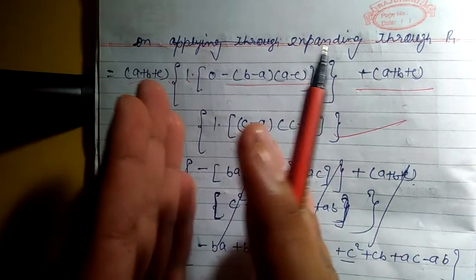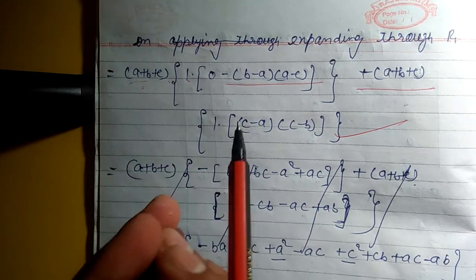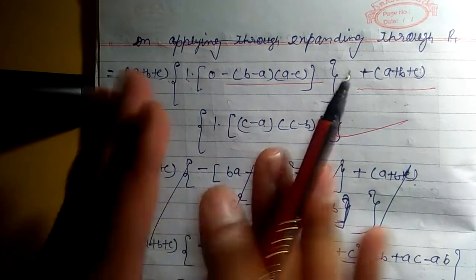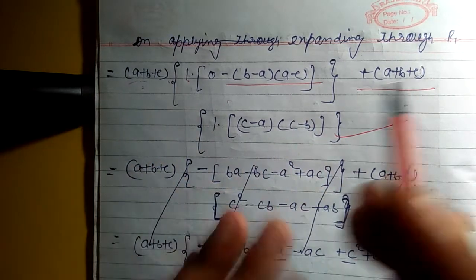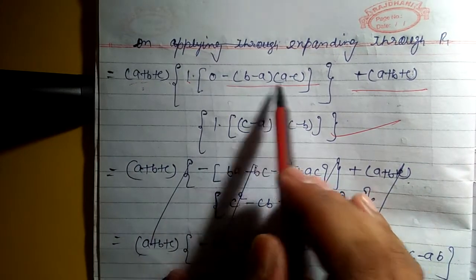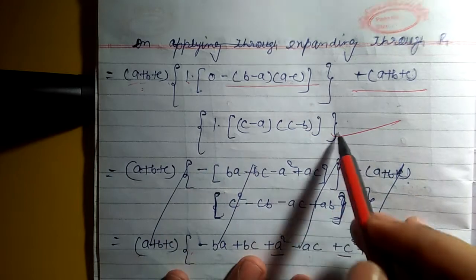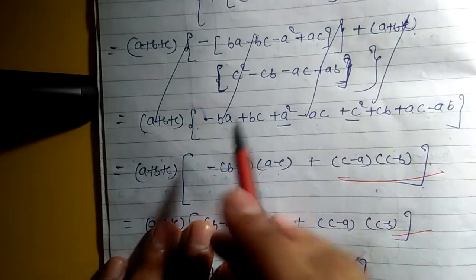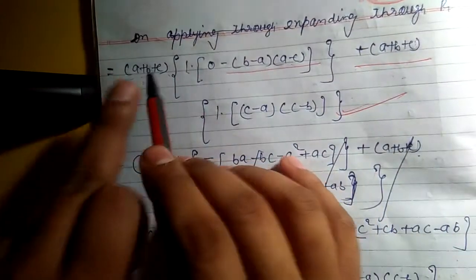You can see there is no need to elaborate this, because you know very well how to expand. You have done a lot of questions earlier. So it will be 0 minus b minus a minus c, and plus a plus b plus c. You will get the same term. Now a plus b plus c here.